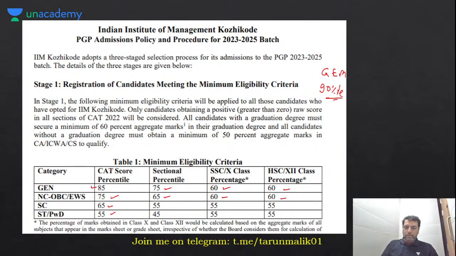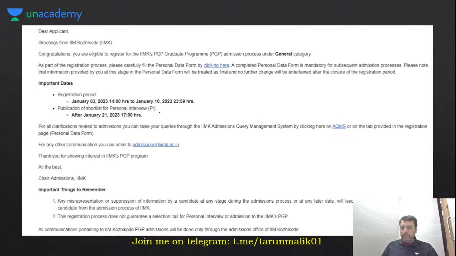If you got this mail, you just need to fill in the data before 10th of January for the PI and VAT selection process, which will happen after 21st January. This is also mentioned in the mail.